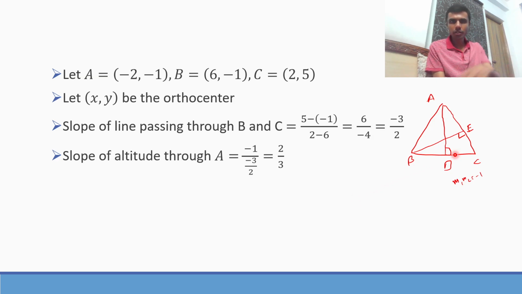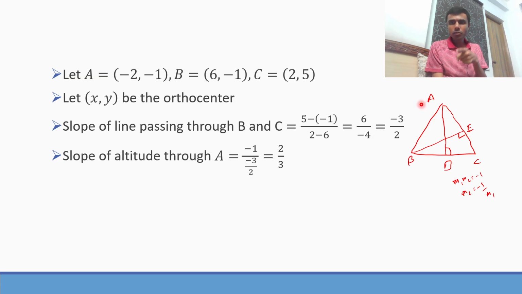m1 into m2 is equal to -1. So m2 will be -1 by m1. So the slope of the altitude through A is nothing but -1 by this -3 by 2. Minus cancels, and we get 2 by 3. Fine. Now I got the slope of this altitude.